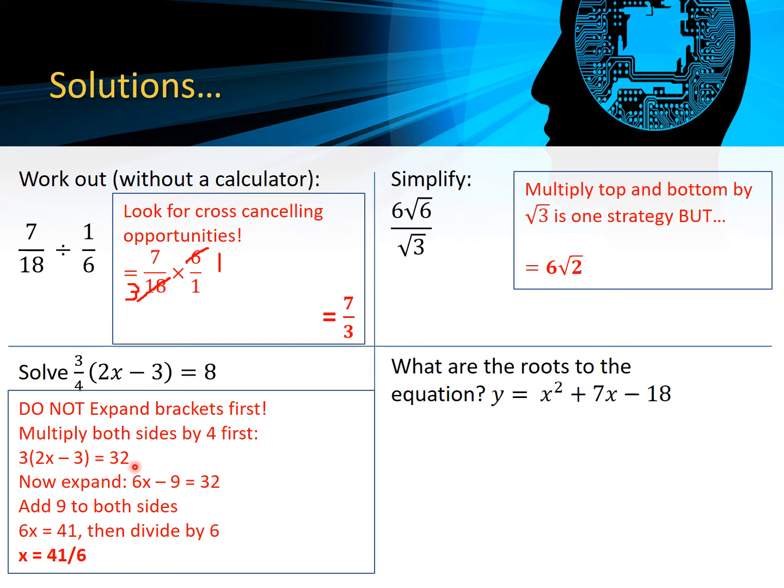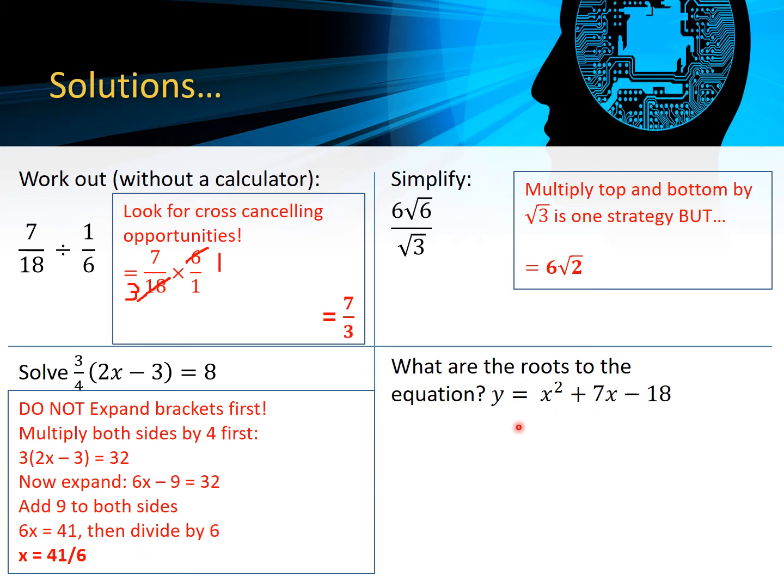So once I've got it looking like this, I can expand my brackets out, add 9 to both sides, 6x equals 41, divide by 6, and leave it as 41 over 6. I'm not going to try and do anything else. If you do, you end up with 6 and 5/6, but you don't need to do that. You can just leave it as a top-heavy fraction.